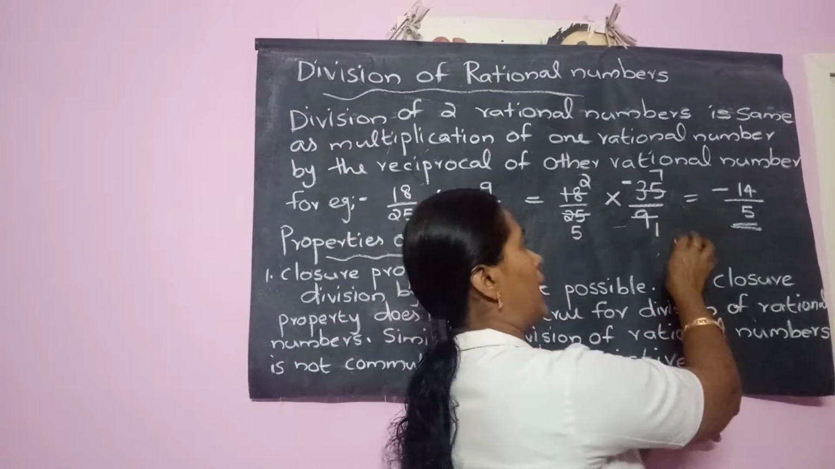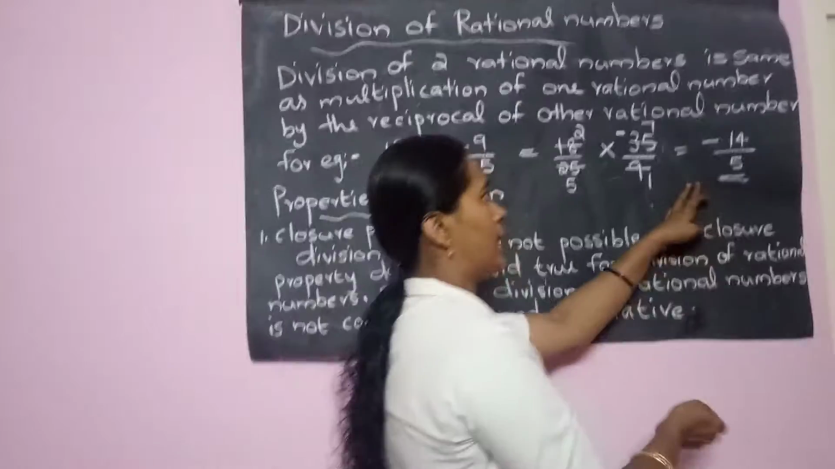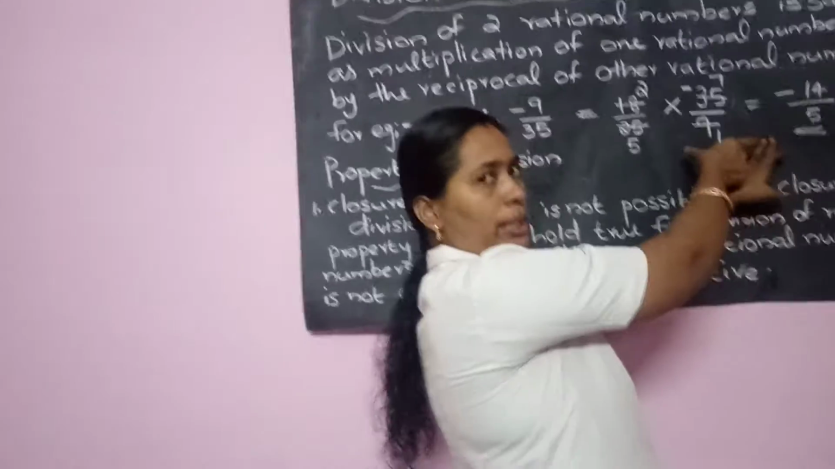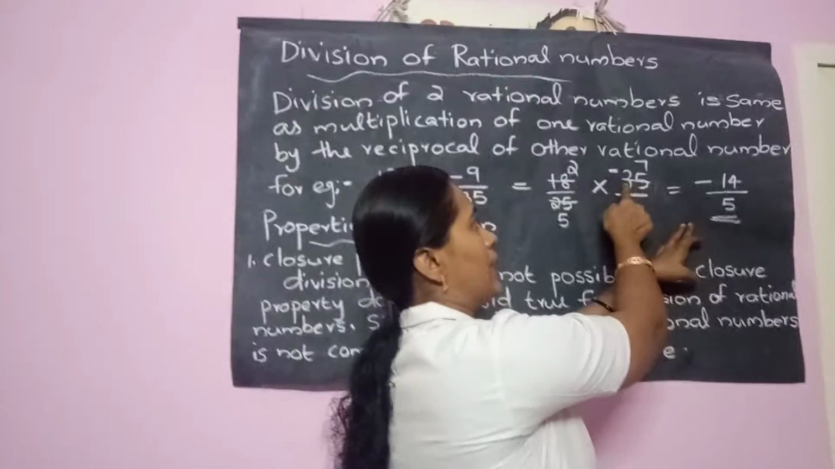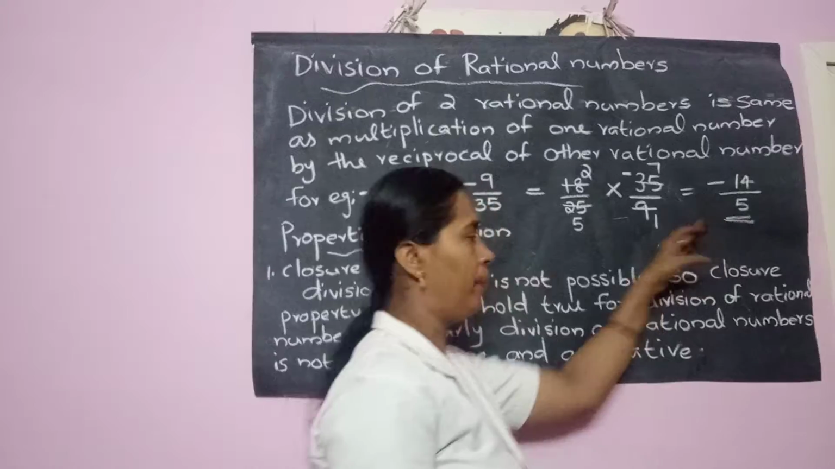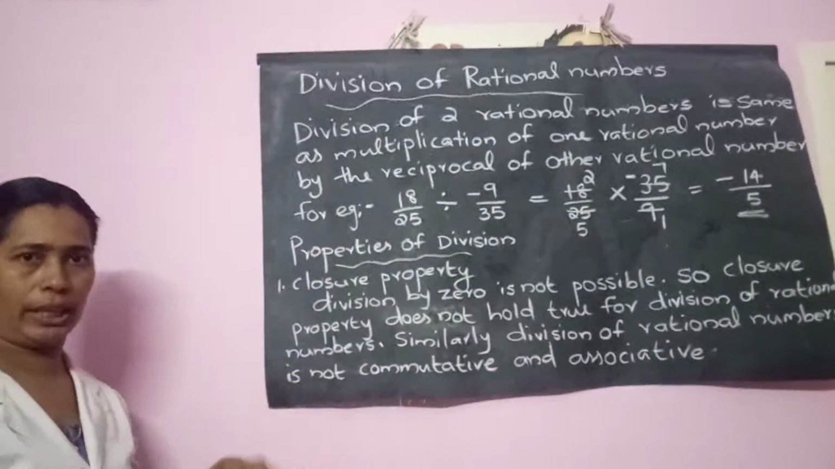So you do multiplication. In case of multiplication, when the given numbers are of the same sign, the result will be positive. But this is positive and this is negative. So the result is negative 14 by 5 into 1, 5 itself. Okay. Now let us move to its properties.